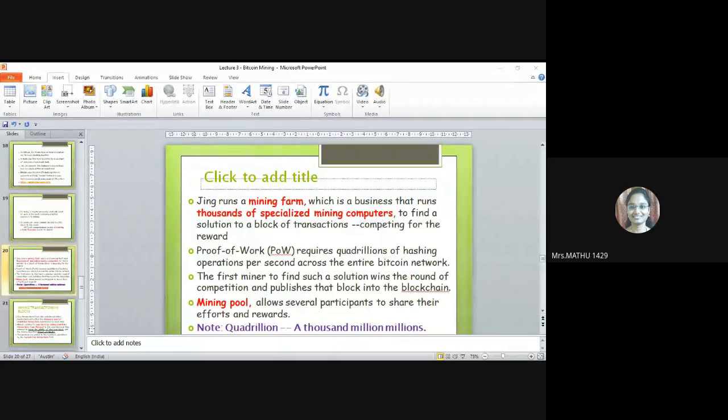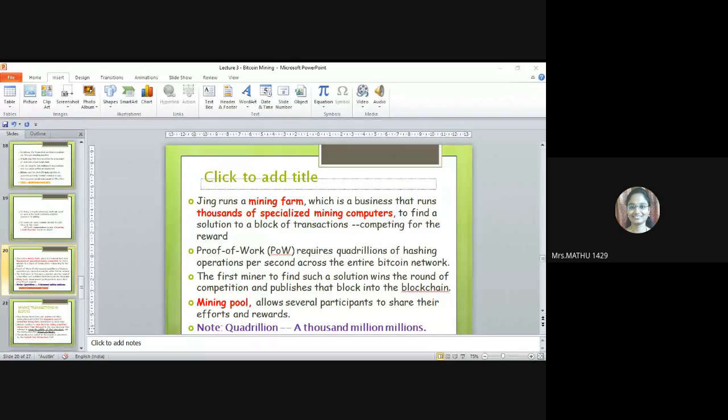So now Jing is a person who runs a company or mining firm which consists of many specialized computers, and a group of computers are used to find the solution for this block of transactions. So many people were involved in that, and this proof of work is the thing which is helpful to find the solution for this puzzle.